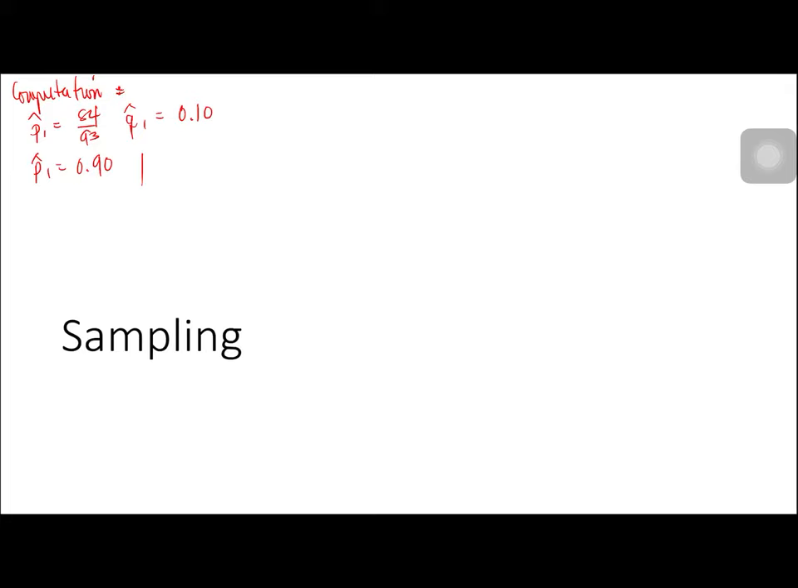P hat 2 is equal to 69 over 83, and that is equal to 0.83. Okay, so our Q hat 2 is equal to 0.17. Okay, so let us compute for our P hat 1 minus P hat 2, that is 0.9 minus 0.83. We have 0.07.